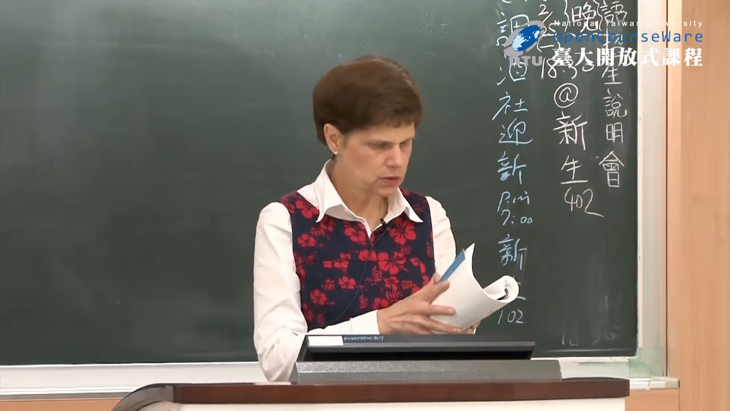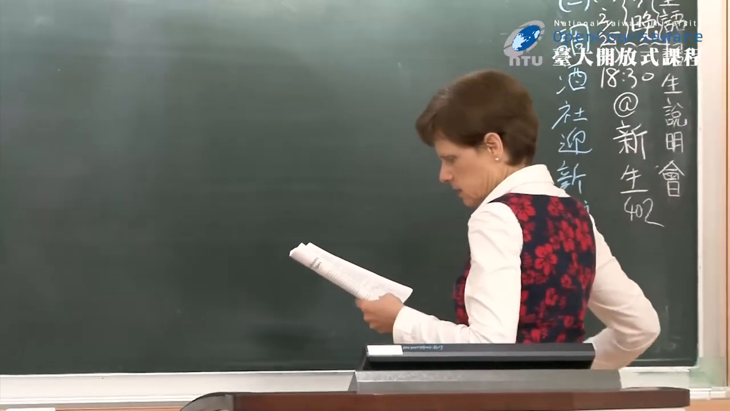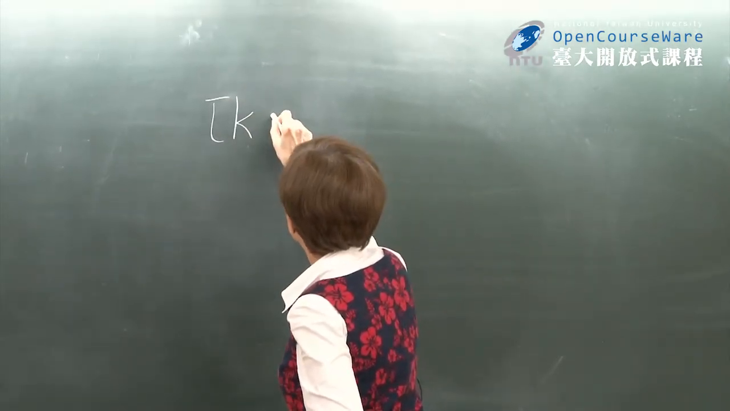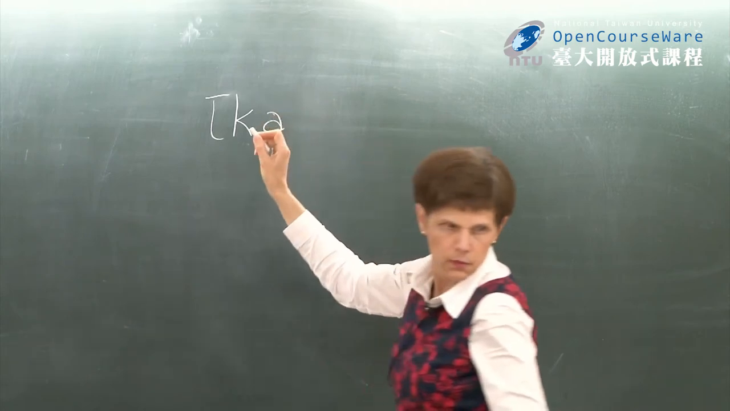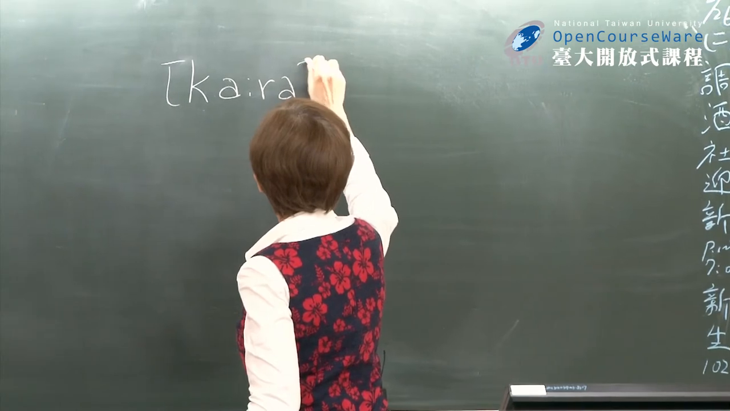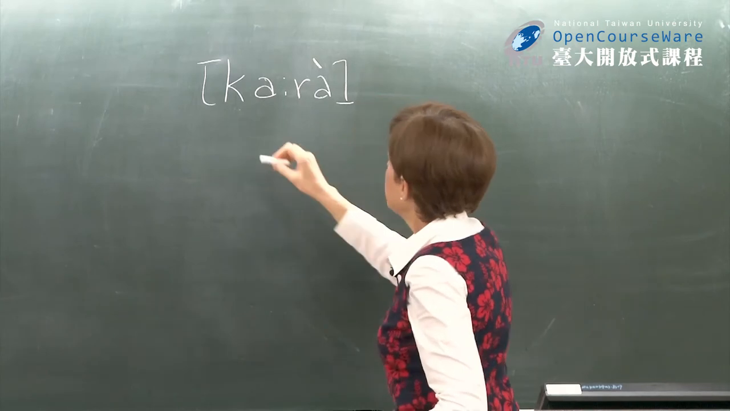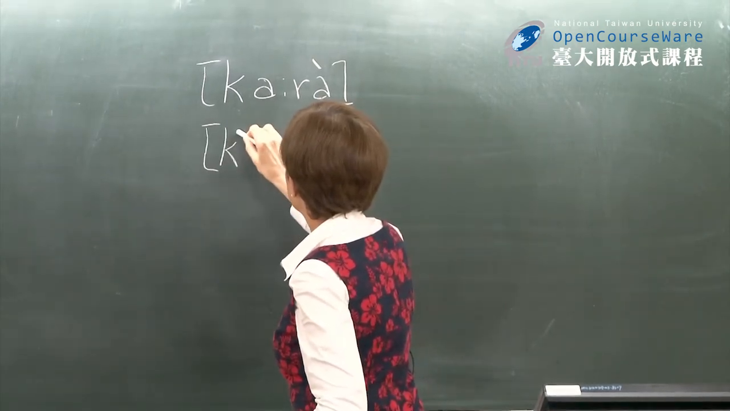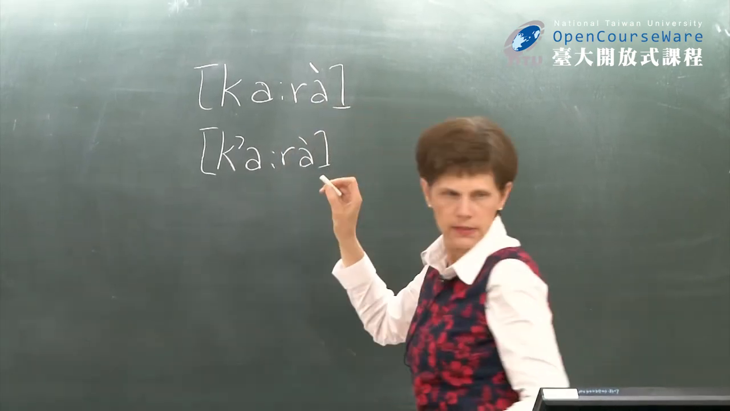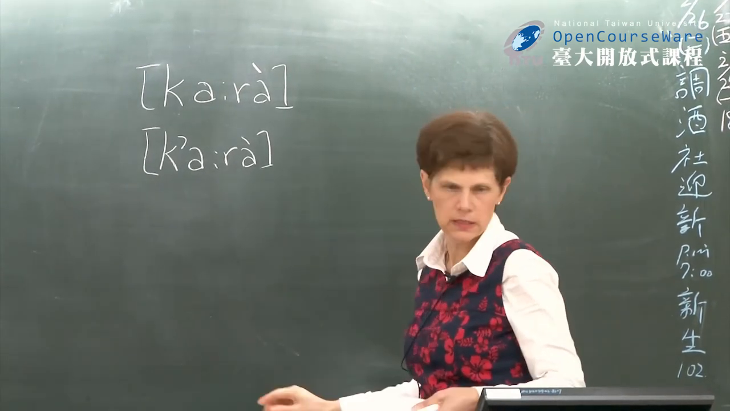First, let's see if they have them here. They don't have them here, so I'll put them on the board. They're pretty easy. This is long. And then this is just the plain one, and this one has a tone on it. And then we're going to contrast it with the ejective. See if I got everything right. So we're going to hear these two pronounced. So listen.